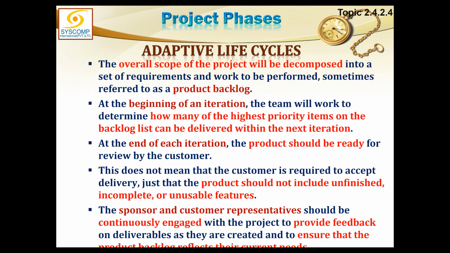At the beginning of an iteration, the team will work to determine how many of the highest priority items on the product backlog list can be delivered within the next iteration. So first we determine the size of the iteration. Maybe say it is 2 weeks. We assign a small team for these 2 weeks, and this team may be about 8 to 10 people only. We bring these 8 to 10 people in front of the product backlog, which is ordered in order of priority, and ask them to look at the highest priority items on top and tell us how many they can do in 2 weeks.